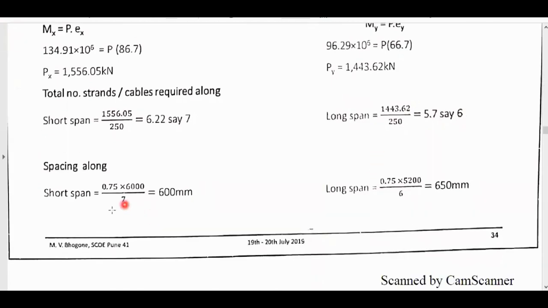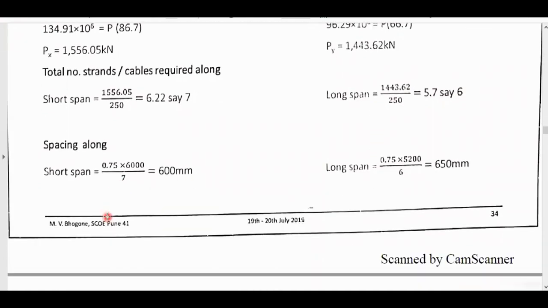So now as it is a slab, we are going to calculate the spacing of the cables. 0.75 into 6000 divided by 7. 6000 is the span in the longer direction. So for the shorter span, it is 0.75 into 6 divided by 7. This is for the shorter span. 0.75 into 6000 by 7 will give us 600 mm spacing, and for the longer span it is Lx.